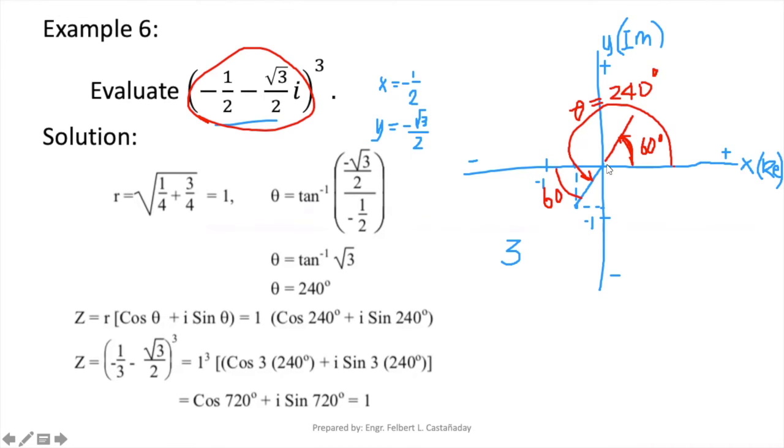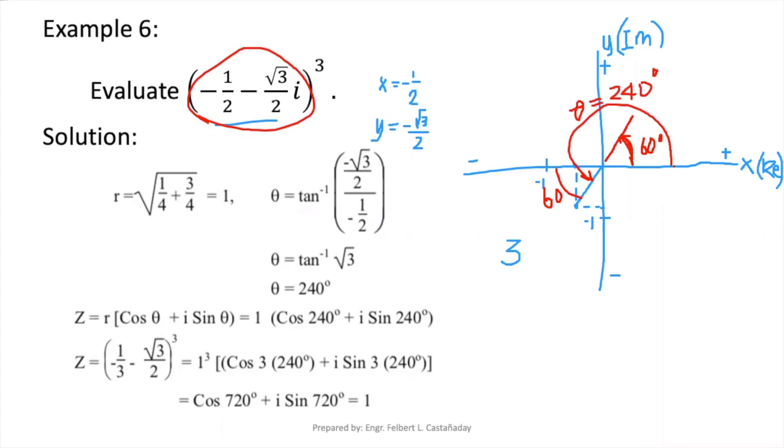That's why we should use 240 degrees, because the complex number -1/2 minus square root of 3 over 2i is located in the third quadrant. If you use +60, it means that your complex number is located in the first quadrant. If you still insist on using positive 60, it will give you 60 times 3, 180, and cosine of 180 is negative. So it's the opposite. That's why be careful in determining the argument if you are to use arctangent.